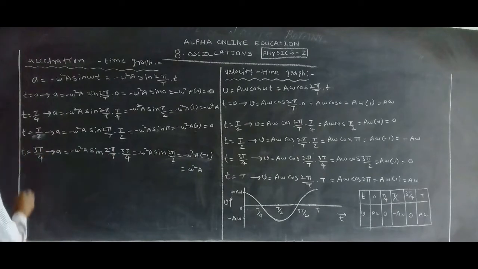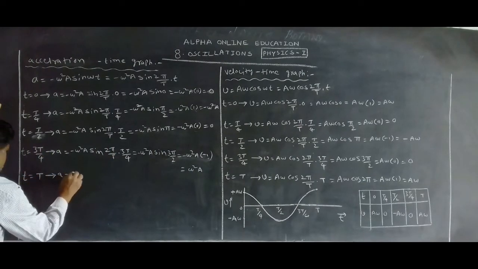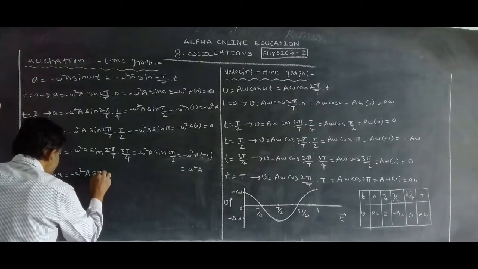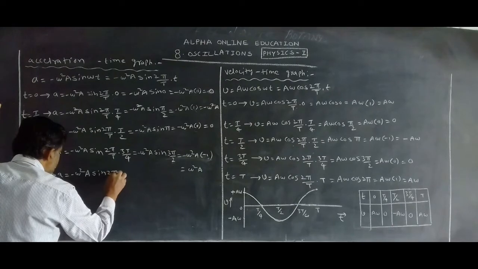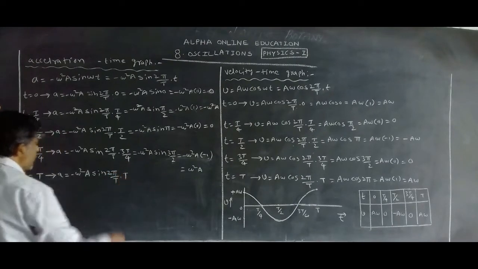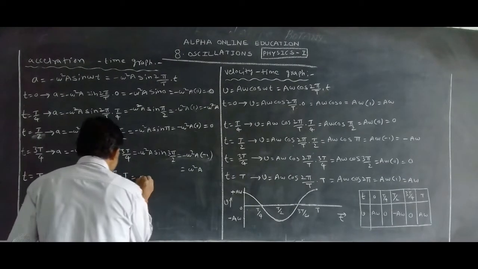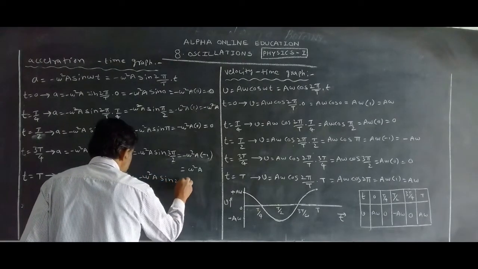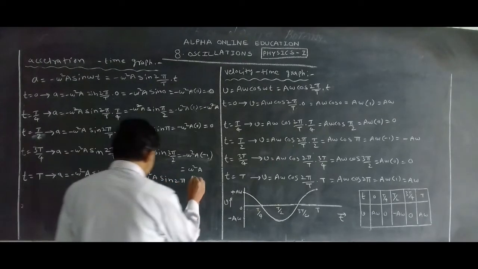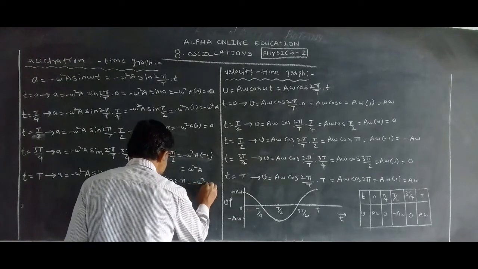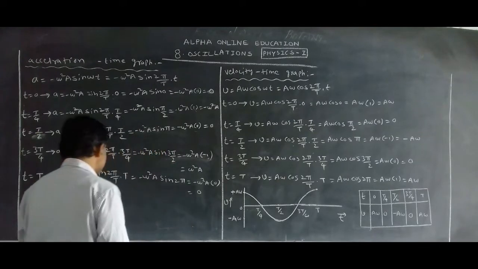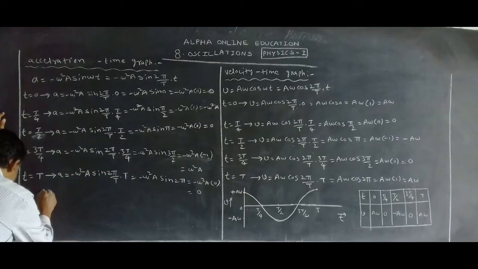And the last one, t is equal to capital T: a is equal to minus omega square a sin 2 pi by T into T. T cancels. So what we can get? Omega square a sin 2 pi. Sin 2 pi means sin 360. Sin 360 is how much? 0. Answer is 0. Now we want to plot a graph.